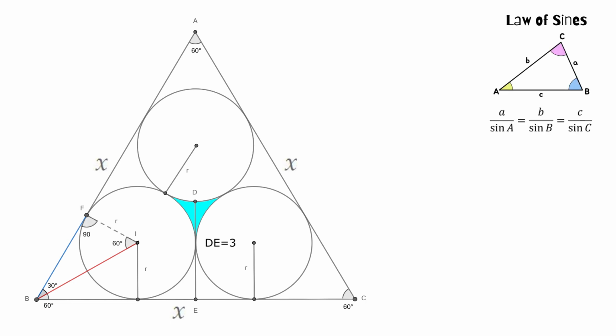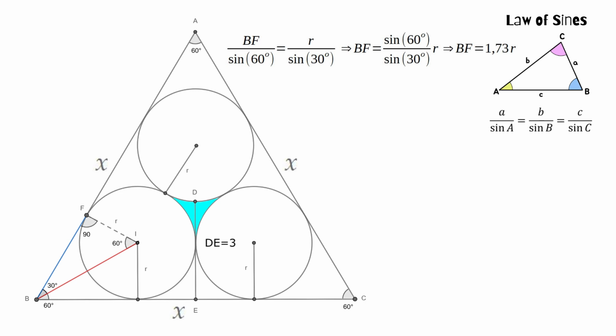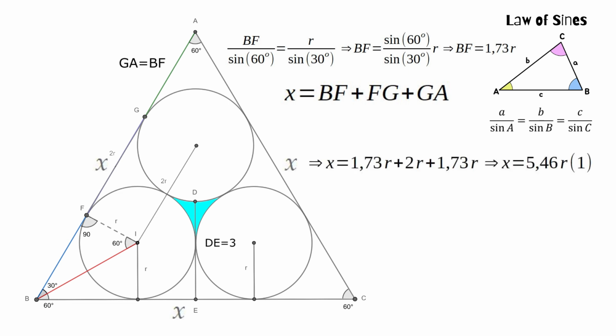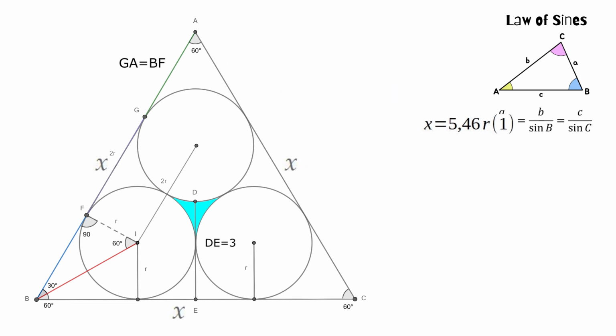So using the law of sines, we have BF over sine of 60 equals r over sine of 30, which is BF equals sine of 60 over sine of 30 times r, which is BF equals 1.73 times r. Now, because of symmetry, the segment here, GA, is equal to BF, and the line segment FG is equal to 2r. So now we have x equals BF plus FG plus GA, which is x equals 1.73r plus 2r plus 1.73r, which is x equals 5.46r. And this is our first equation.